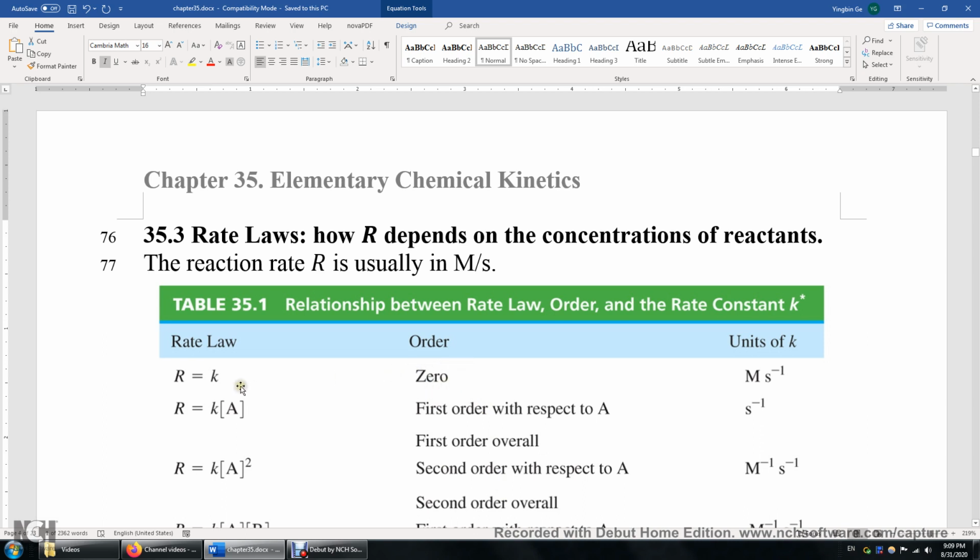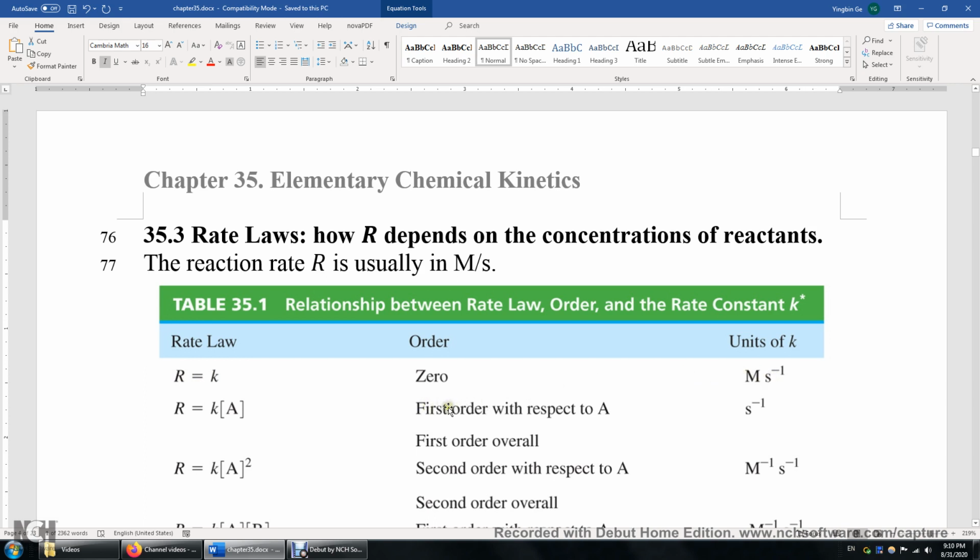0th order means this R does not depend on the concentration of reactants. So R is equal to K. This K is the reaction rate constant. What about the unit of the K? The unit of K is the same as the unit of R by looking at this equation. Therefore, K is also in molar per second.